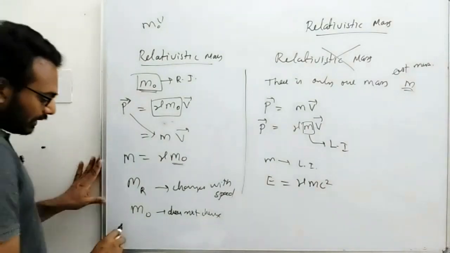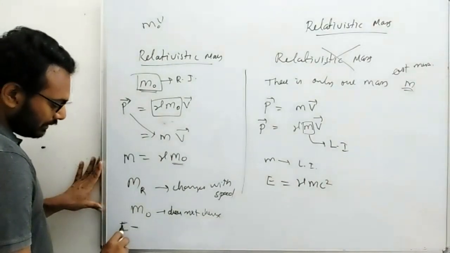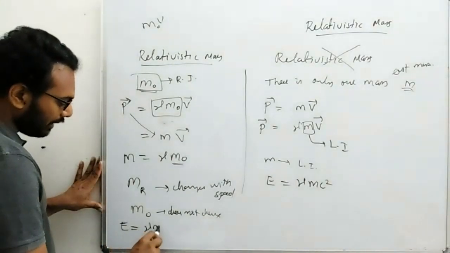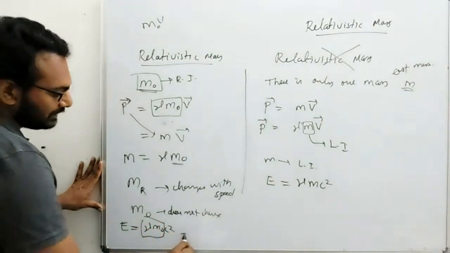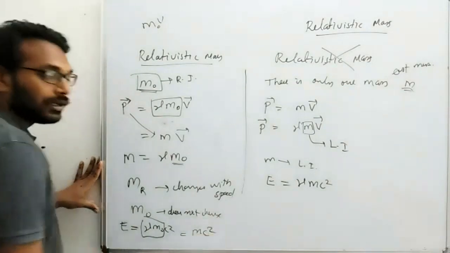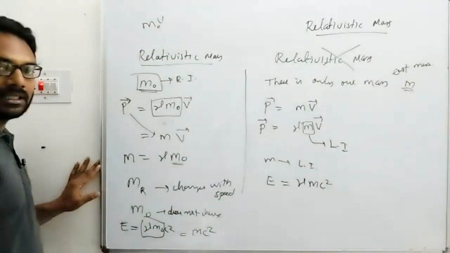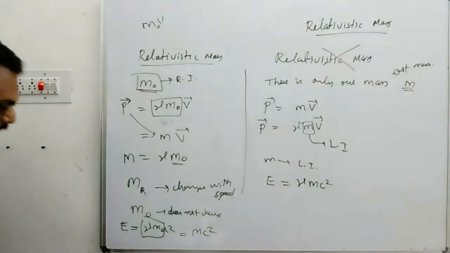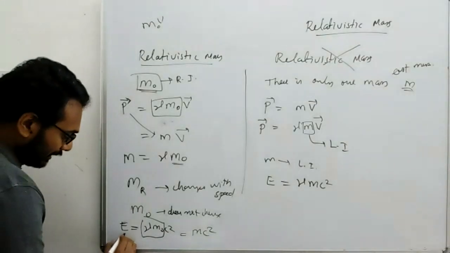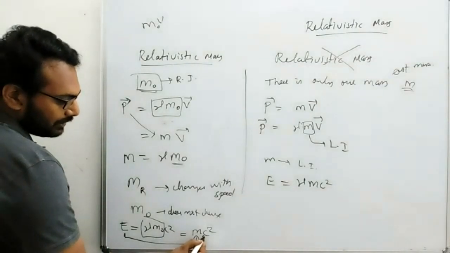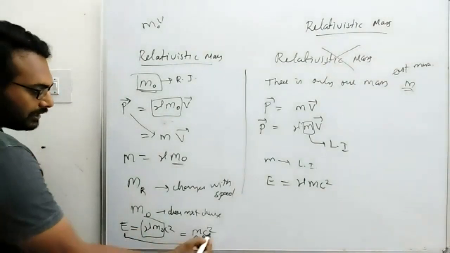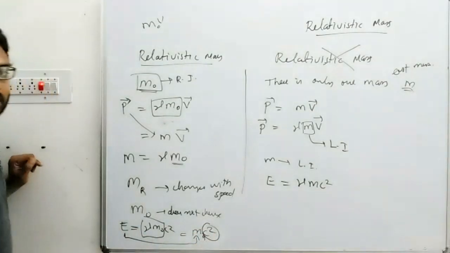Here what they do is that E is equal to gamma m0 c square, and they say that this gamma m0 is m, so they write it as E is equal to mc square, where this m is the relativistic mass. Now, if you look at this, you see that this energy and relativistic mass change only by a universal constant.